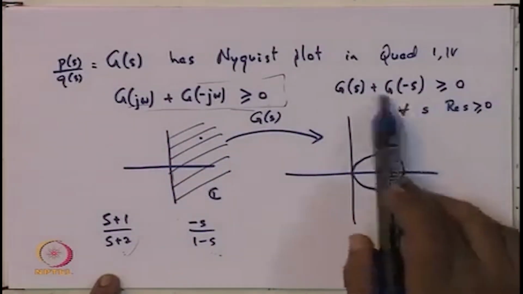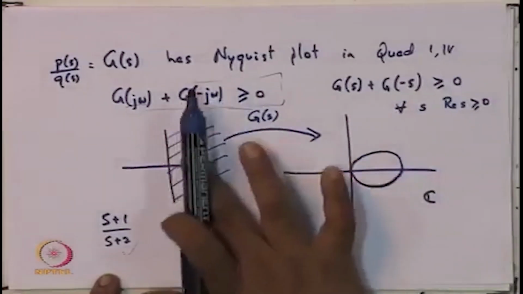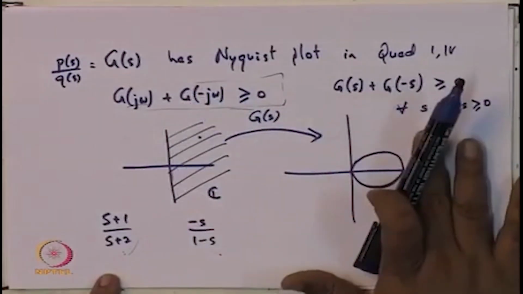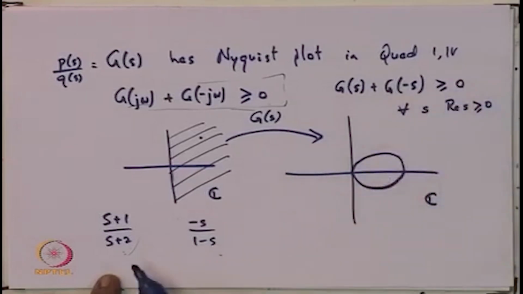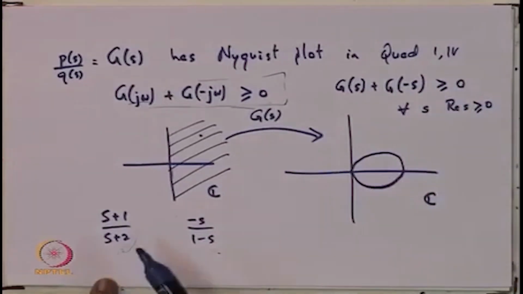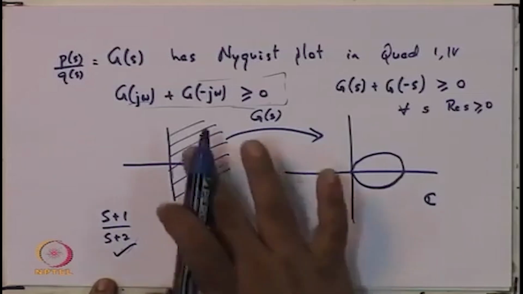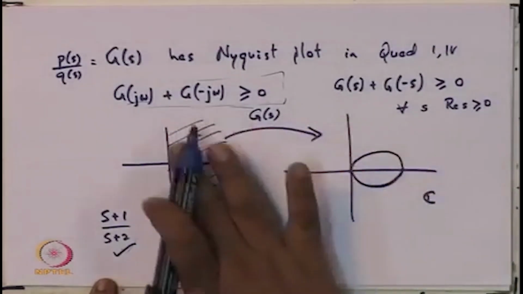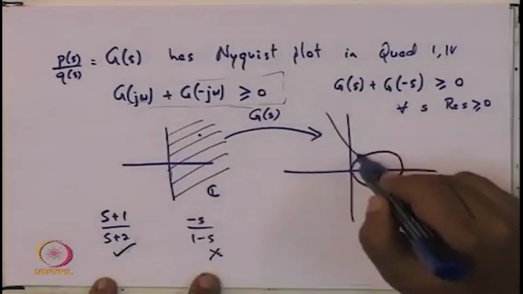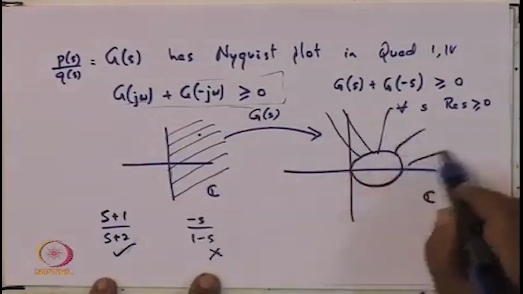But there is something more. That means, whatever is here now gets mapped to the right half plane. Then in that case, for this transfer function it would be all right, for this transfer function it will not be all right. So, if you take this transfer function and see where this right half maps to, what you will get is this whole area outside the curve.